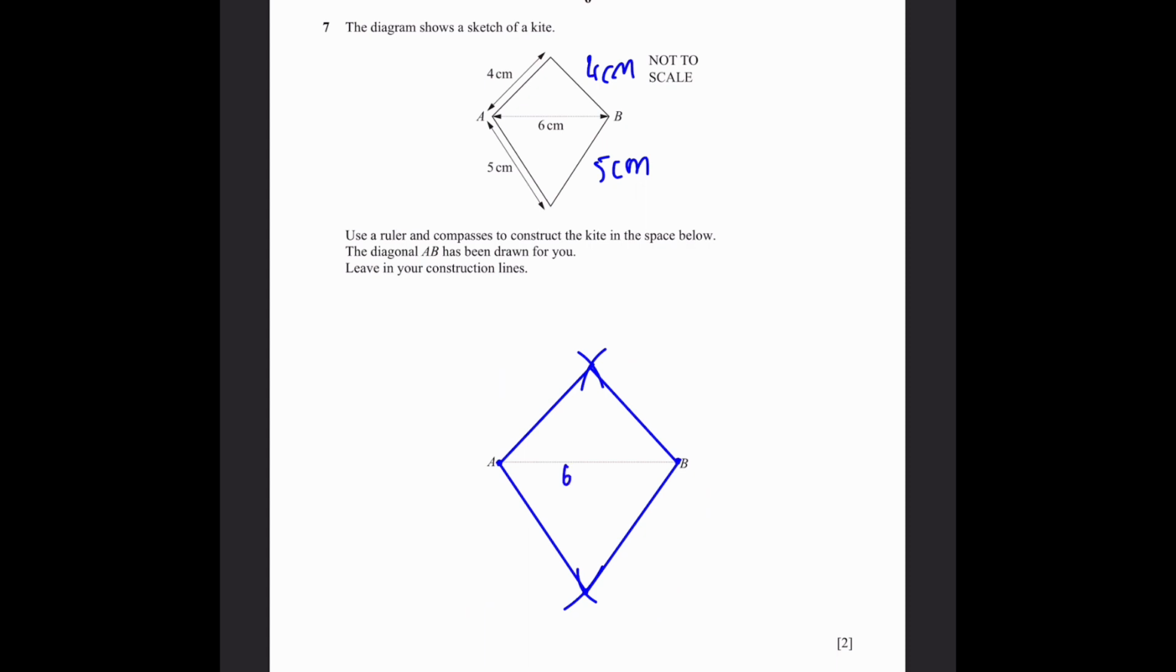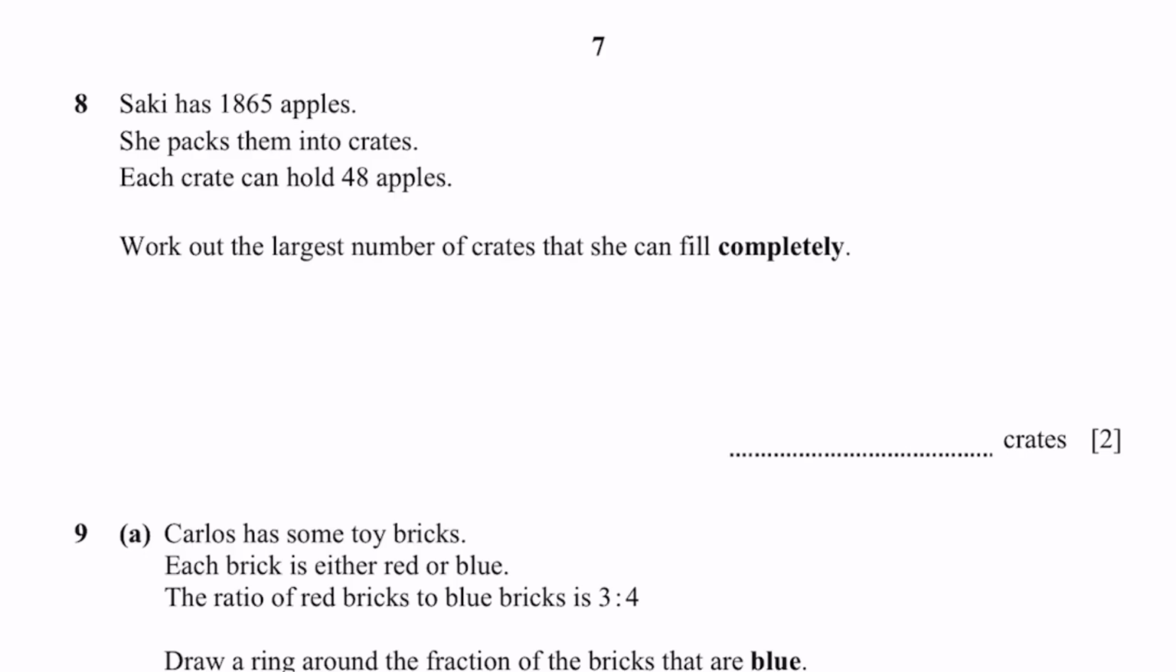Now we just have to label it. And these lines over here stand for these two sides are equal. Same thing over here, which means both of them are 5 centimeters and AB is 6 centimeters long. That's the answer. Question 8.